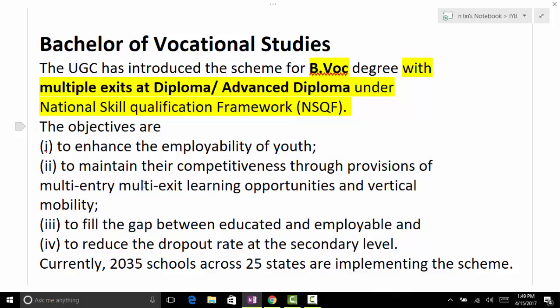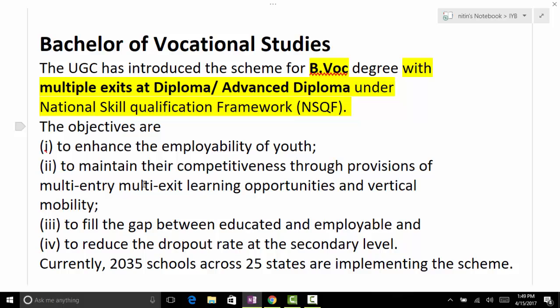So for example, at 12th level or more than after that level, certain vocational education will be there. So at different levels they can exit. Still, that would be recognized. They would have certain kind of the skills in certain job roles, and the employability would be enhanced.